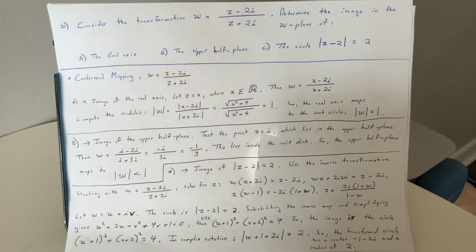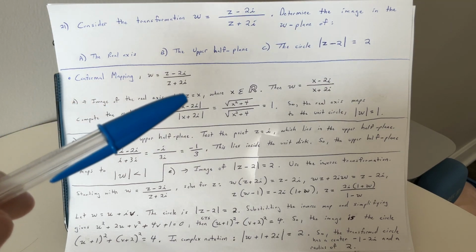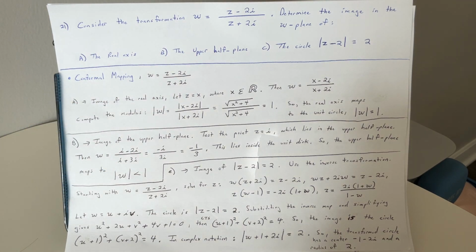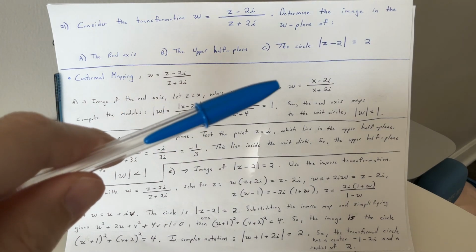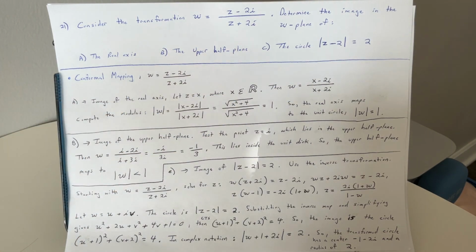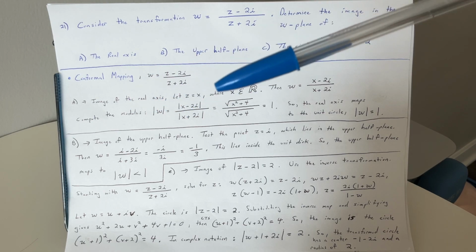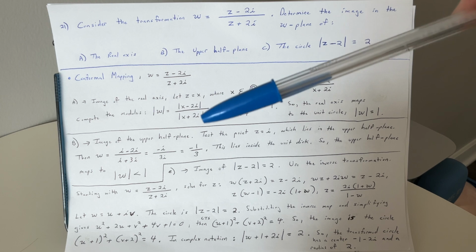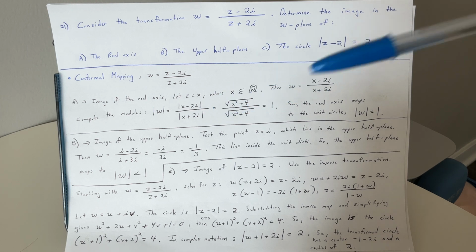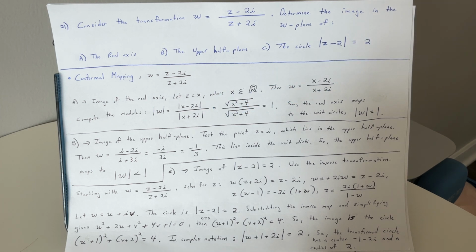So for part A, the image of the real axis, let z equal x, where x belongs to the real numbers. Then w equals x minus 2i over x plus 2i. Computing the modulus of w, that equals modulus of x minus 2i over modulus of x plus 2i, which equals square root of x squared plus 4 over square root of x squared plus 4. That equals 1. So the real axis maps to the unit circle, modulus of w equals 1.